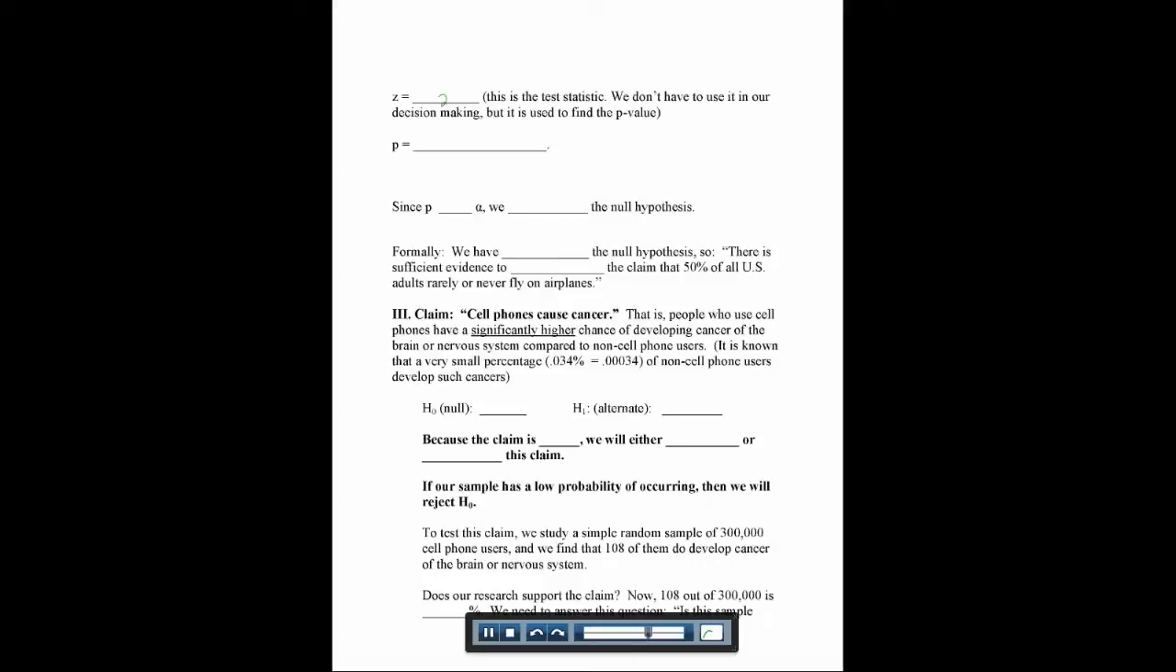Here it's 2.03, and our p-value is 0.0427. Now remember our alpha was 0.10, so again, p is less than alpha. And since p is less than alpha, we reject the null hypothesis. So we'd say we have rejected the hypothesis, which was also our claim. So we'd say there's sufficient evidence to reject the claim that 50% of all U.S. adults rarely or never fly on airplanes.